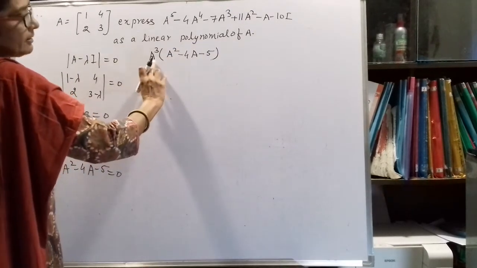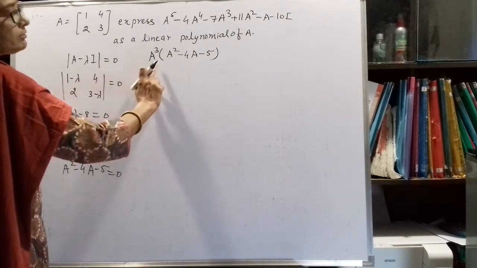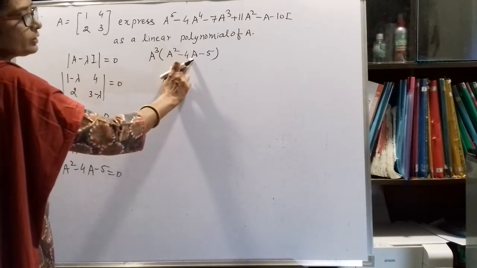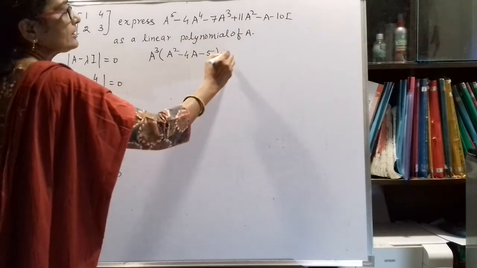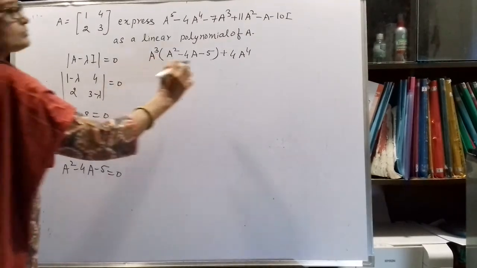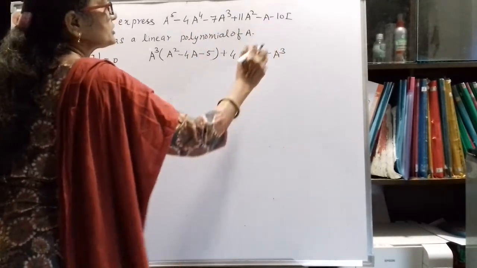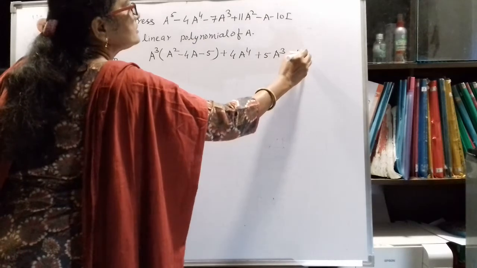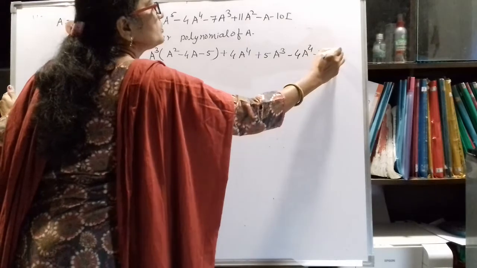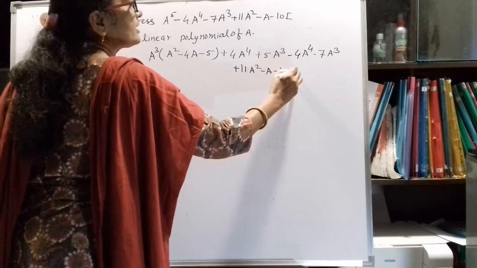Okay. Now here, we have checked A raised to 5 is there. Now the extra we have done is minus 4 A raised to power 4, A cube into A square gives A raised to 5 minus 4A raised to 4. So we write 4A raised to power 4 minus 5A cube, since we did extra, we write 5A cube, and then the remaining expression as it is, that is 4A raised to power 4 minus 7A cube plus 11A square minus A minus 10I.